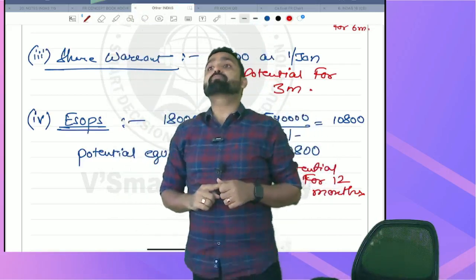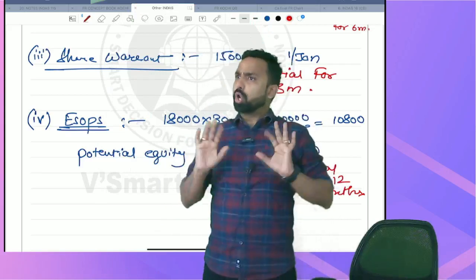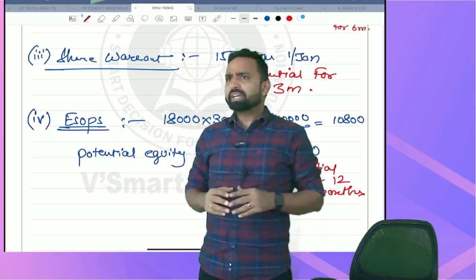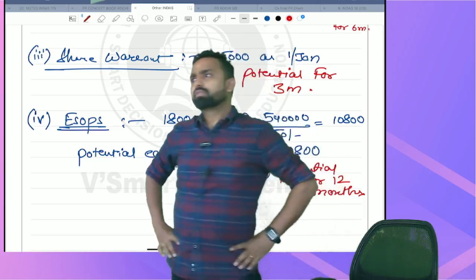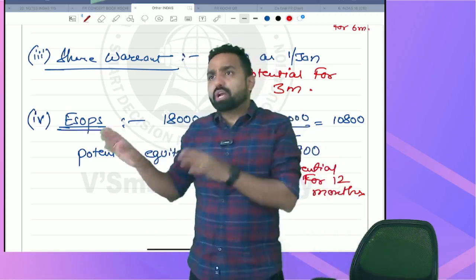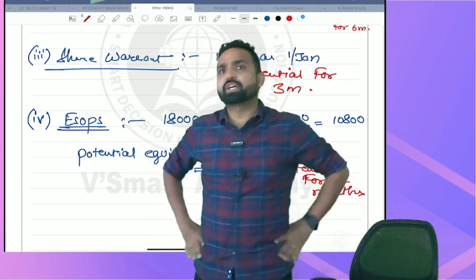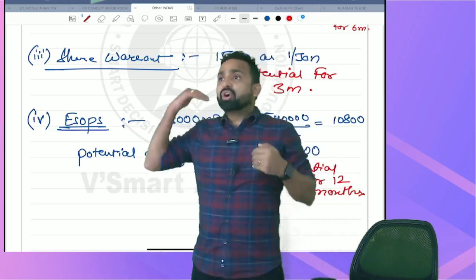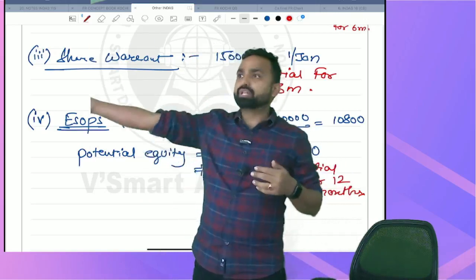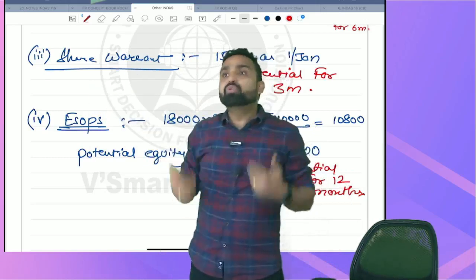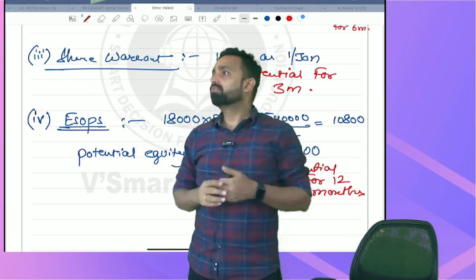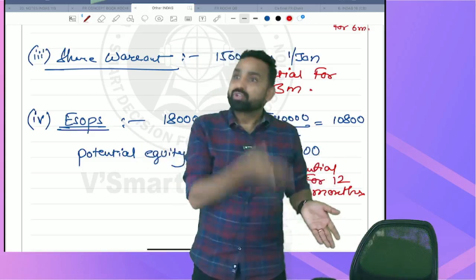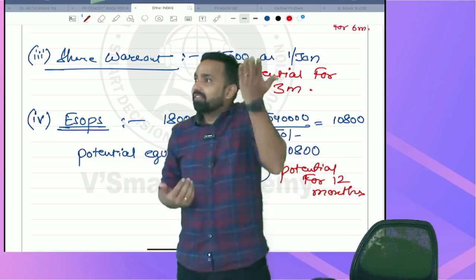Suppose the company is planning a public issue, a pure normal public issue, after 2 months. Is this a potential equity share? Will you consider them in the diluted earning per share? No. Why no? Planning an ordinary issue in the future cannot dilute your earning. Why? You get funds, you apply the funds, you get the earning. Earning will be increased.